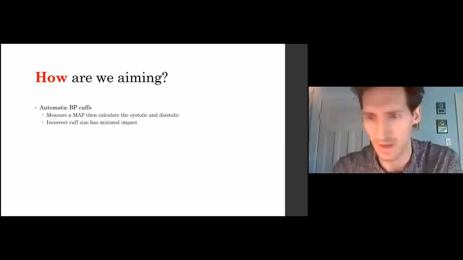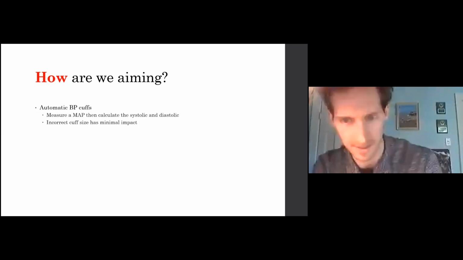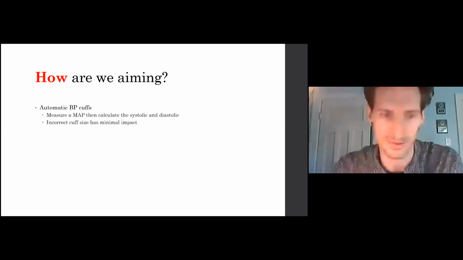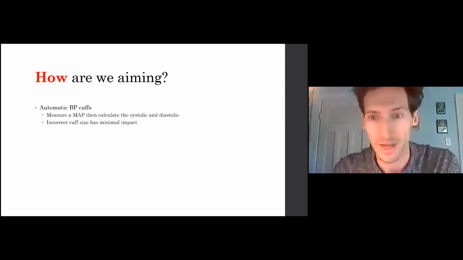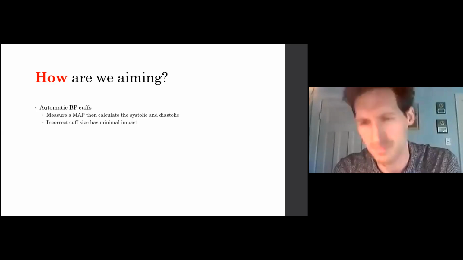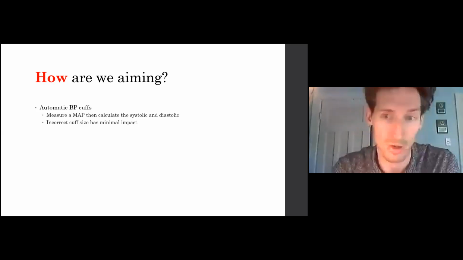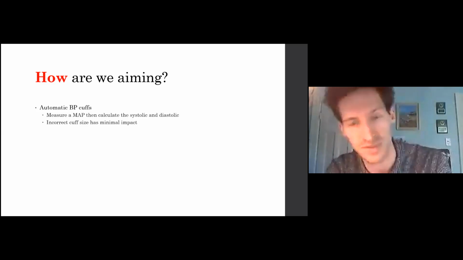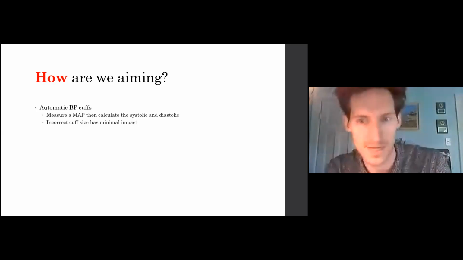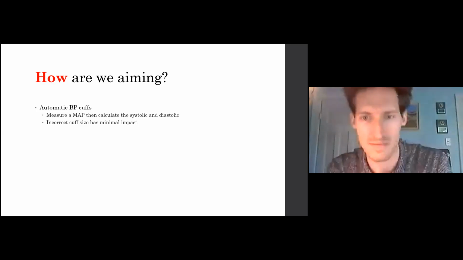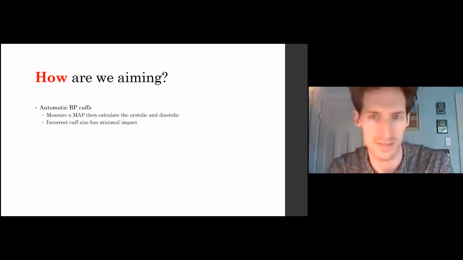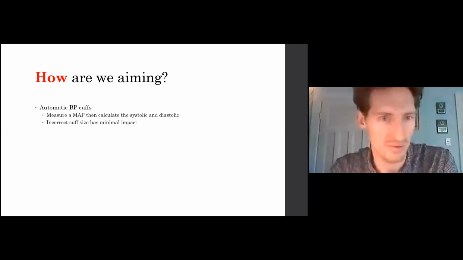Also, I was always under the understanding that not having the correct cuff size is going to cause some dramatic error. And there's actually this nifty paper, oldie but a goodie, in 1991, that looked at the effect of a cuff size one too large or a cuff size one too small. And basically the differences are really minimal, like 5 millimeters of mercury for systolic and diastolic. So not the end of the world.